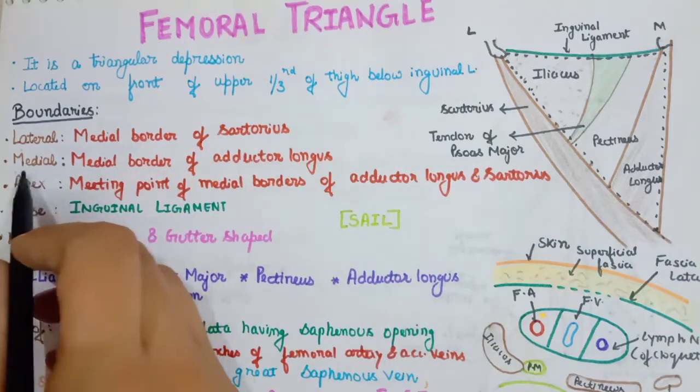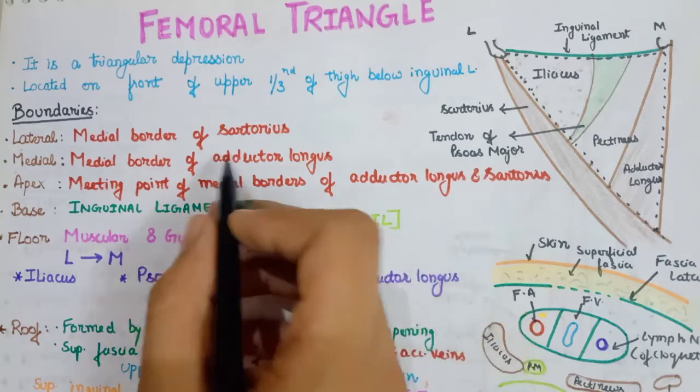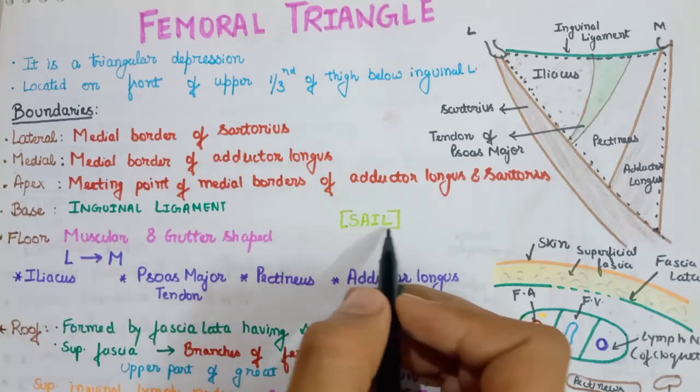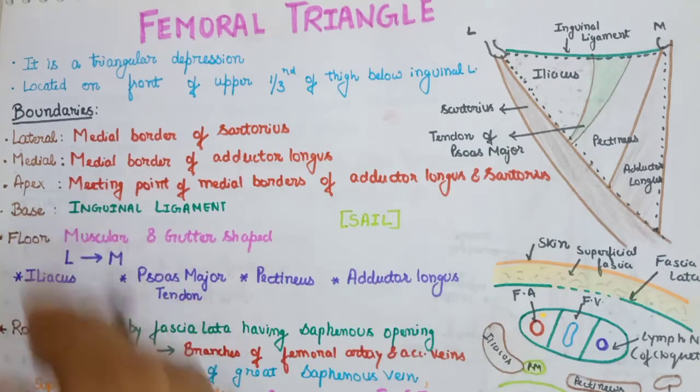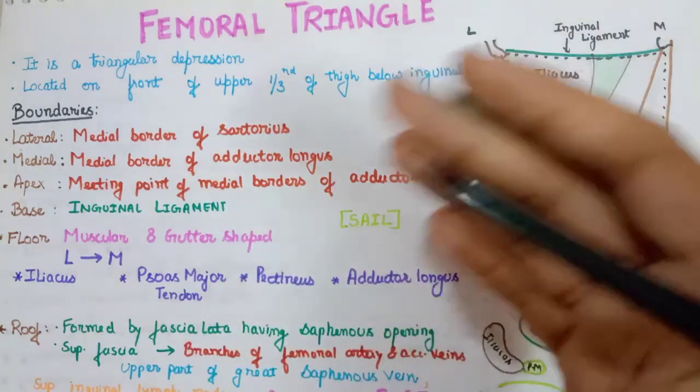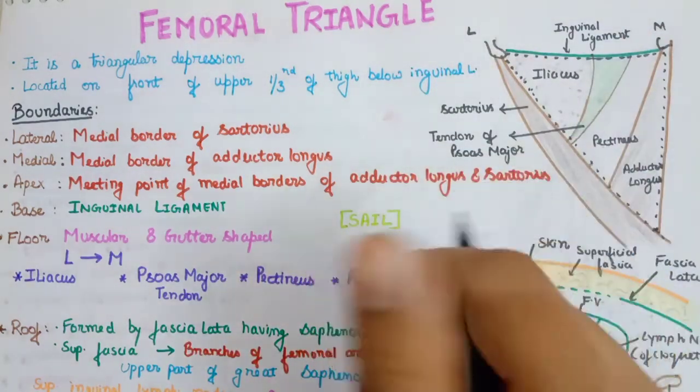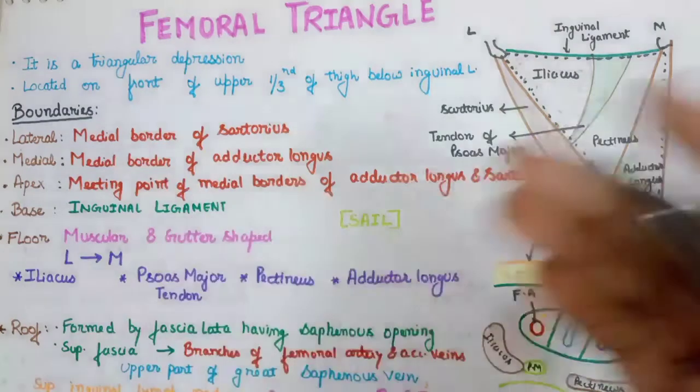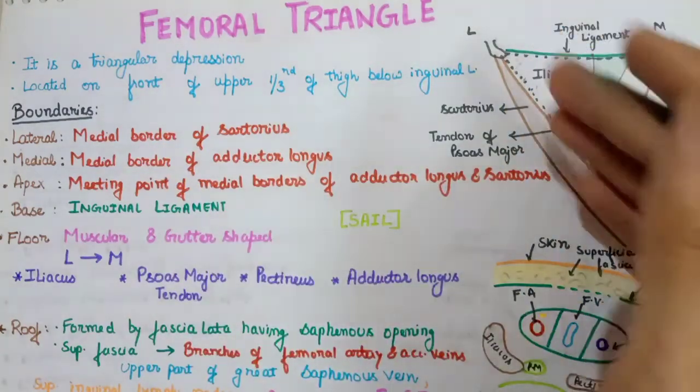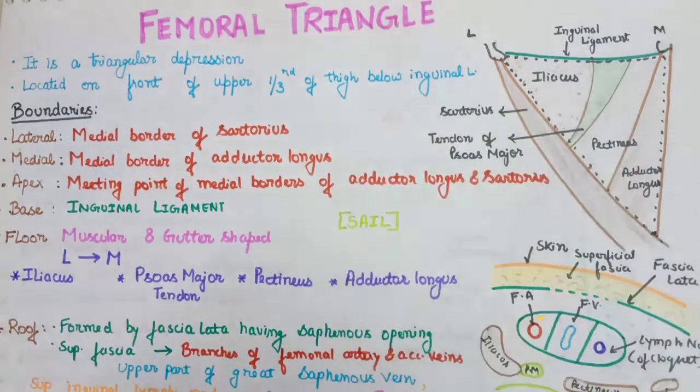Medial boundary will be formed by the A, that is the Adductor Longus, and IL stands for inguinal ligament, which is forming the base. I usually don't refer to this mnemonic because it does not give the whole idea of the boundaries. That's why I usually try to figure out the boundaries with the diagram. Okay, now for understanding the flow, let's look at this.